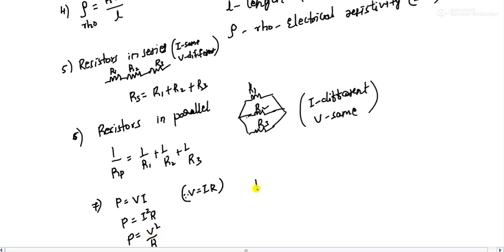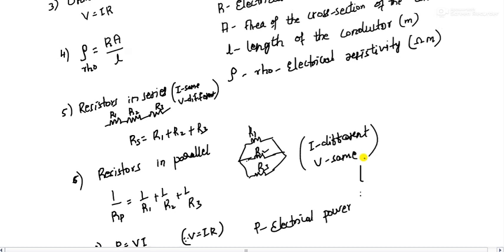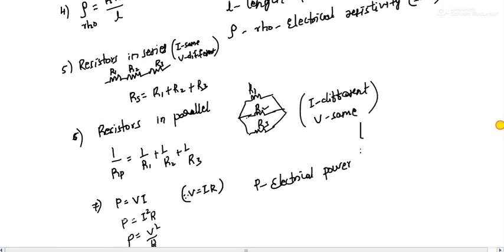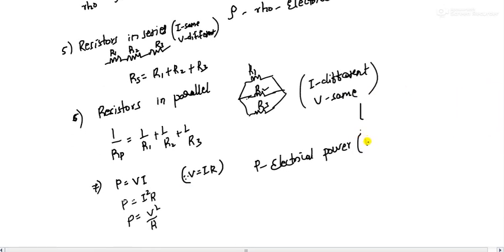So it's P, which means electrical power, and its unit is capital W, that is watt. SI unit I'm telling.